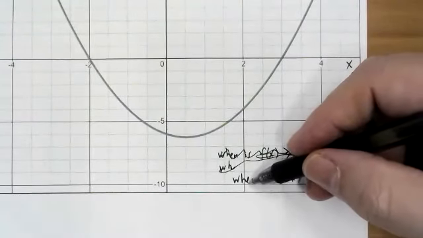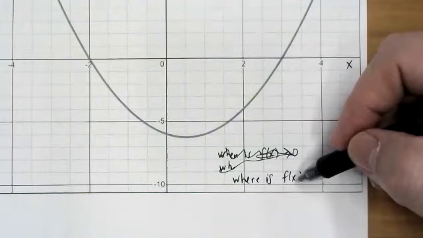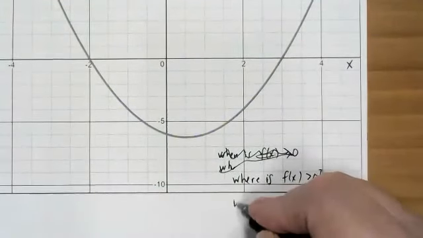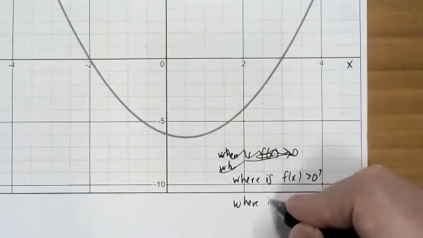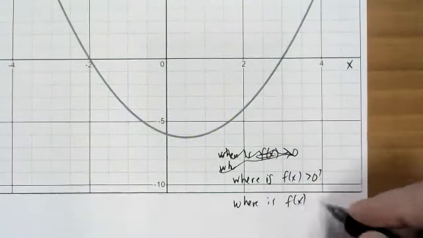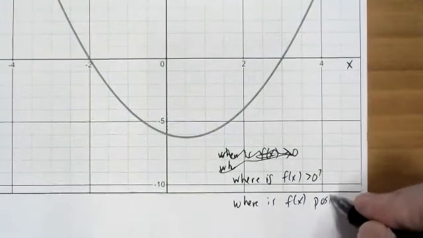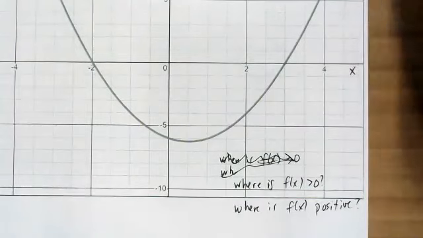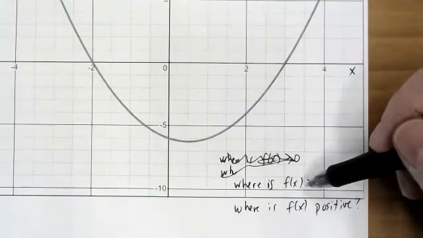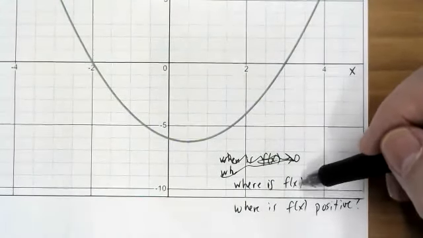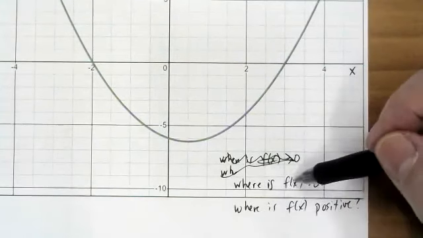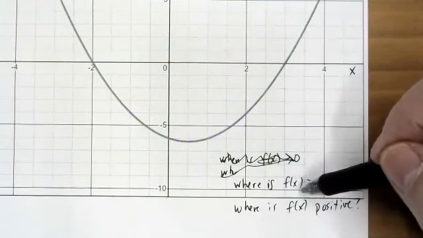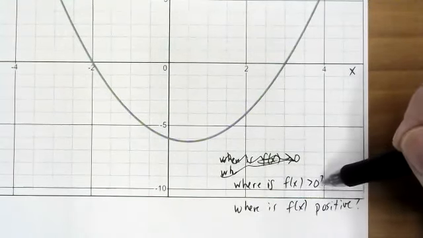Now here's the second way to ask the same question, which you will see in problems. That's why I want to make you aware of it. Sometimes I'll say, where is f of x positive? So do you see why? This is where you're asking the same question. Where is f of x greater than 0? Saying, what are the values of x that cause the function to be greater than 0?